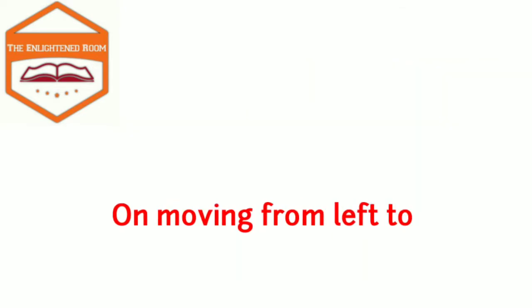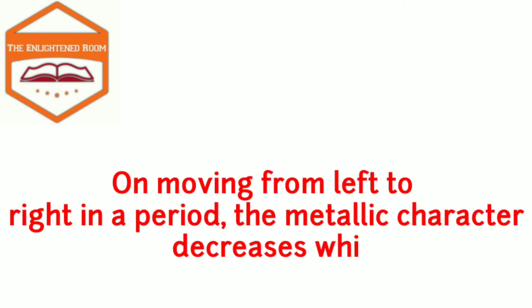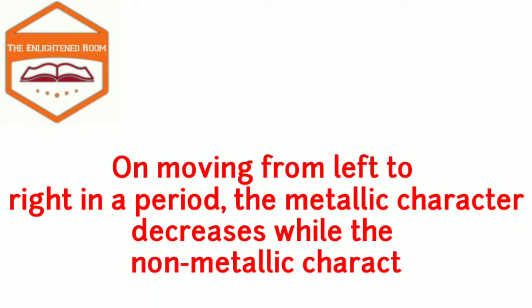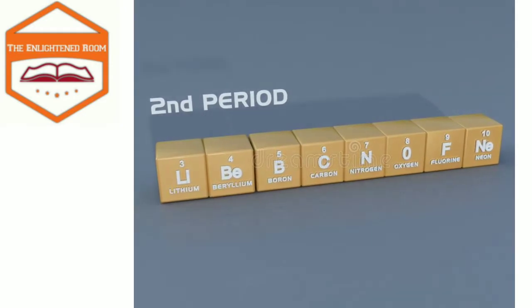Thus, it can be said that on moving from left to right in a period, the metallic character decreases while the non-metallic character increases. You can take the example of the second period here. Lithium is the most metallic element, followed by beryllium. The non-metallic character starts with boron and keeps on increasing. Thus, fluorine is the most non-metallic element of the second period.